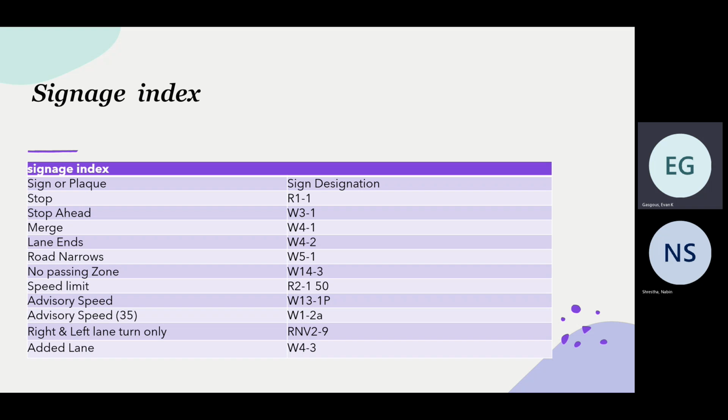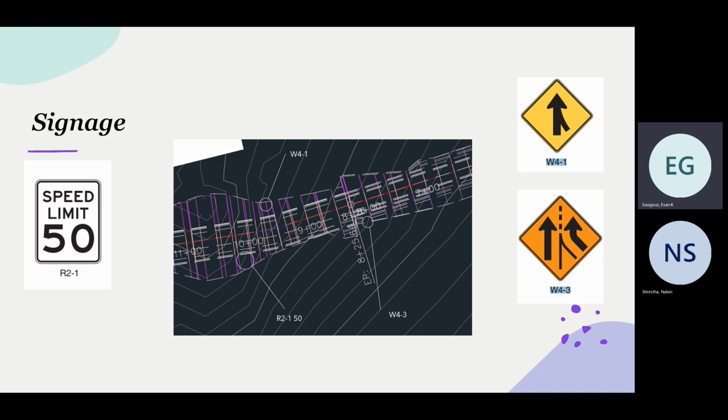Okay, thank you. And this is the signage index we have. We have signs on the left side, the name of them, and the sign designation on the right side. And each one has a different designation. And we're going to move on.